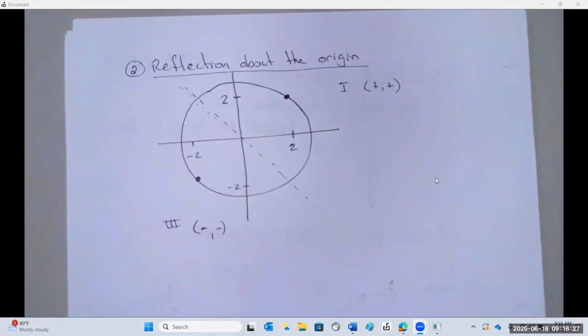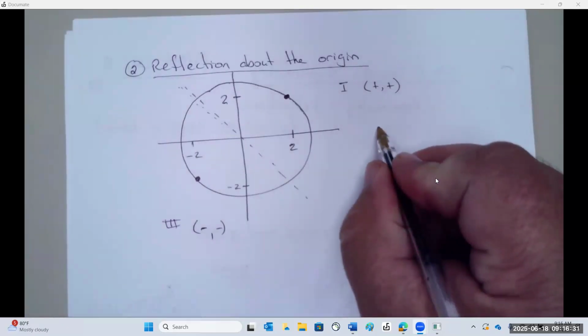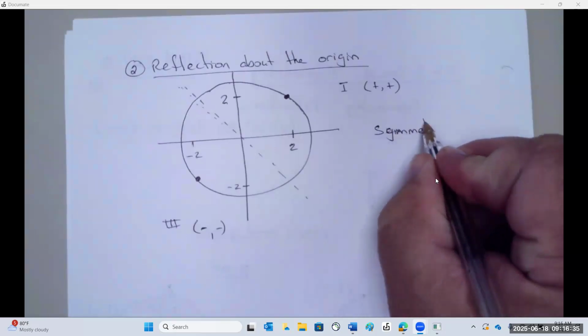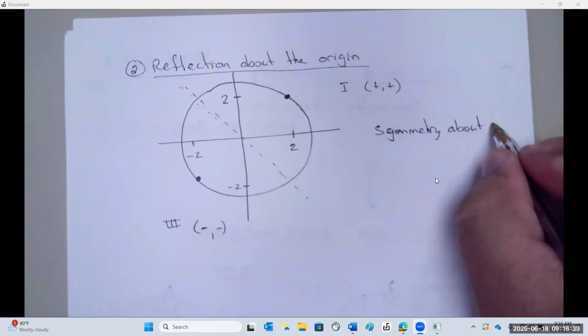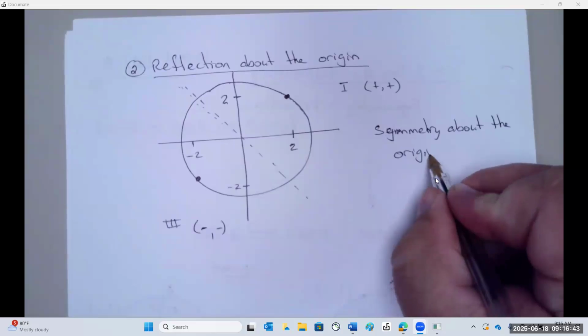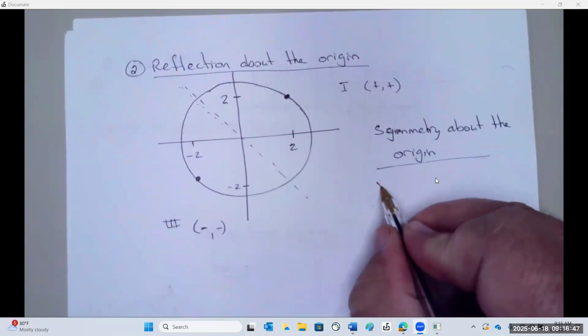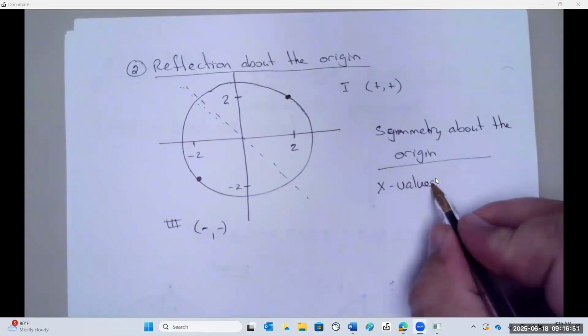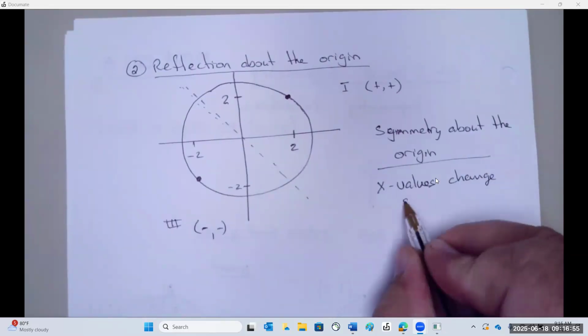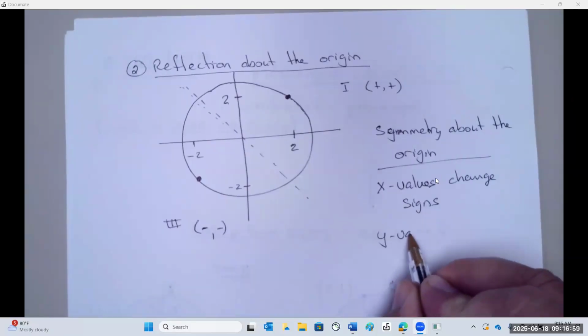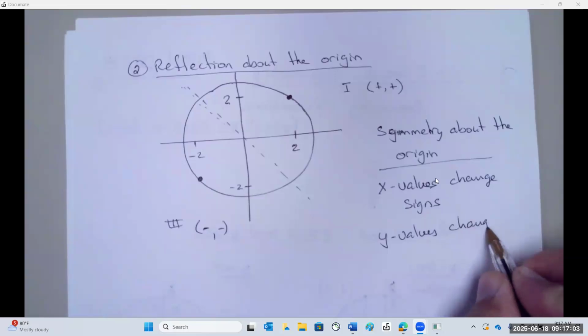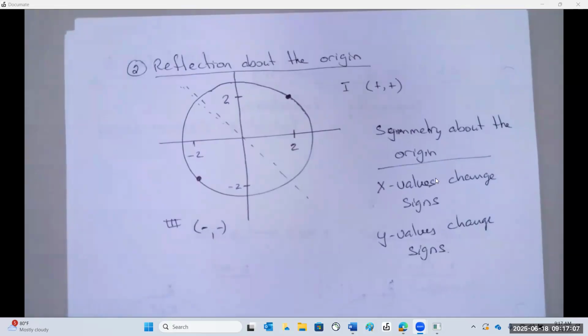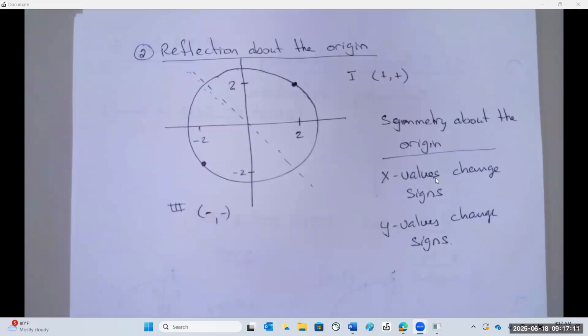So to be symmetric about the origin, the x values change signs and the y values change signs. And there's another one for symmetric about the origin.